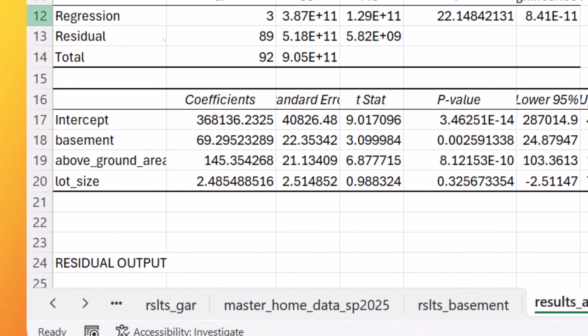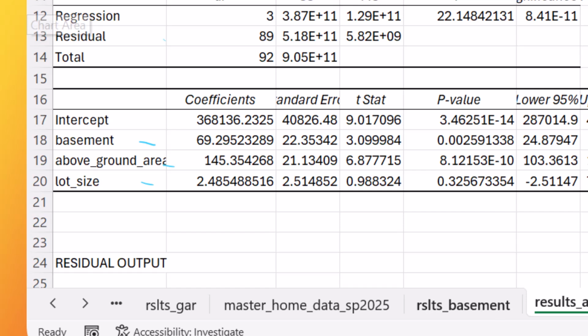The first variable here is always going to be our intercept. For our purposes with our projects, we're not going to really consider that. We want to consider these independent variables. Basement. This is the square footage of the basement. This is the above ground area, above ground square footage, and the lot size.